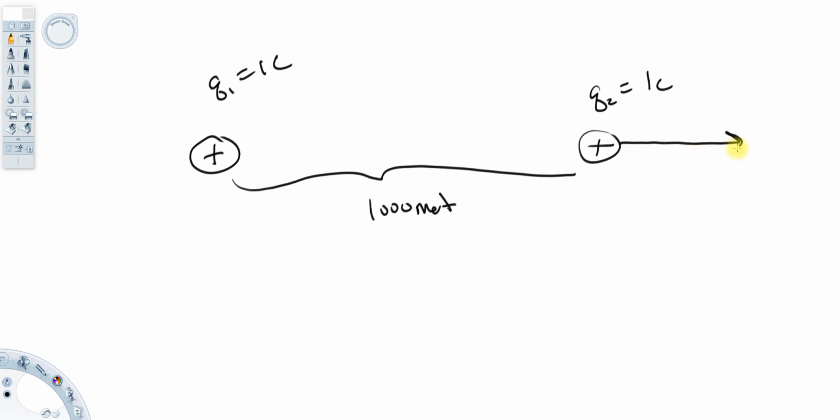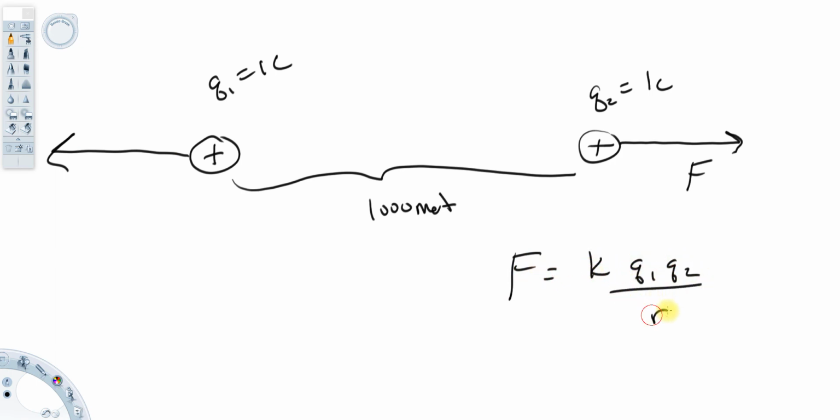If these are both positively charged, that's going to be a repulsive force. And the force is going to be K Q1, Q2 over R squared. And again, the K is the Coulomb constant, 9 times 10 to the ninth. These two charges are 1 coulomb and 1 coulomb. And the R is equal to 1,000 meters. So that should get you through number 8.